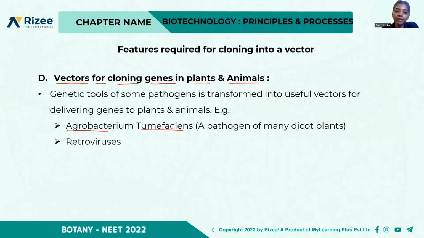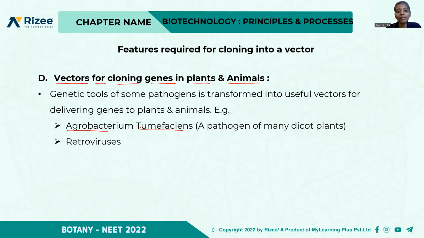And even if you take the retroviruses, so what is the role of retroviruses? They are also carcinogenic, or cancer causing, in animals. So these Agrobacterium tumefaciens and retroviruses, naturally they are able to induce the tumor, right? So they are actually pathogenic.